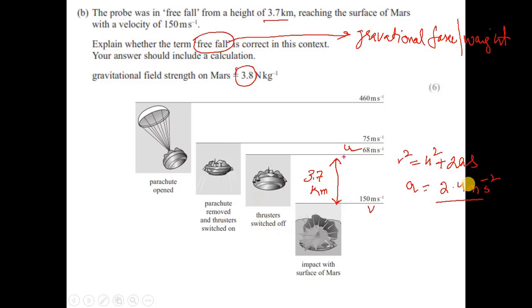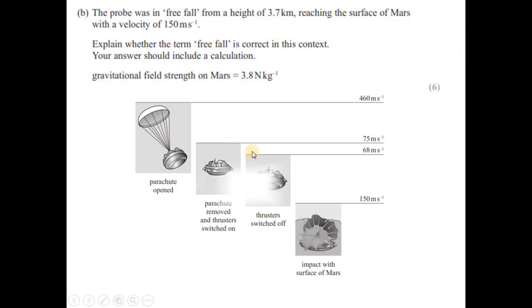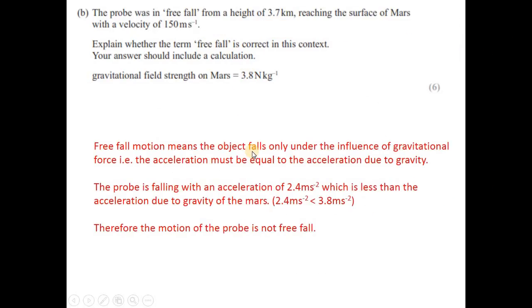So you can combine all these calculations with the statement in this way. Free fall motion means the object should fall only under the influence of the gravitational force, and the acceleration must be equal to the acceleration due to gravity. In this case, it should be 3.8 meter per second squared, but the probe is falling with, as we have shown in this calculation before, 2.4, which is less than 3.8. That means it is not a free fall motion.